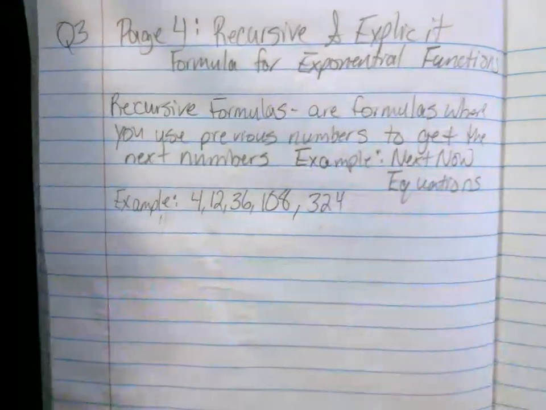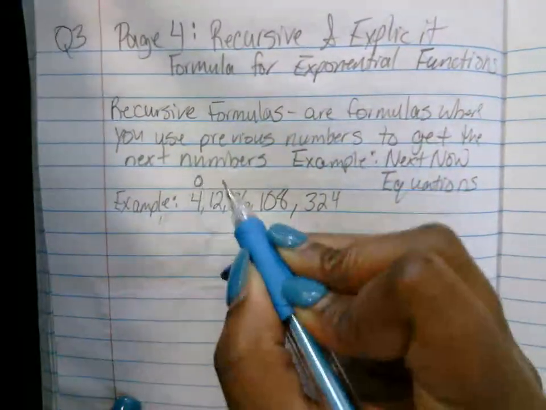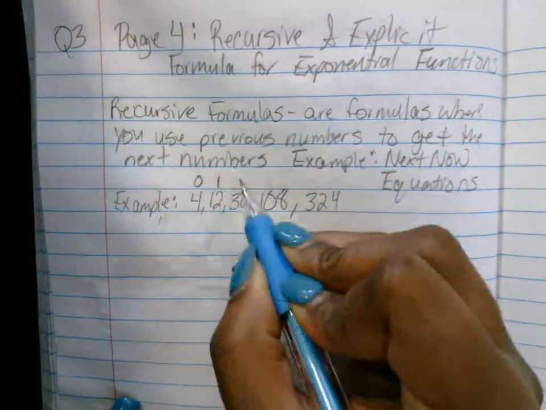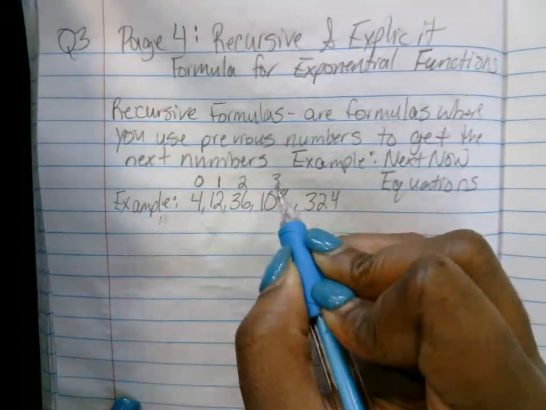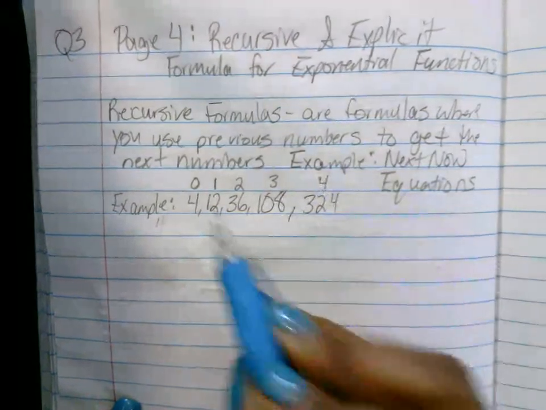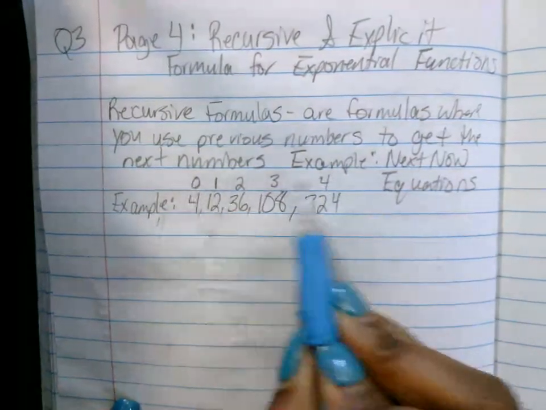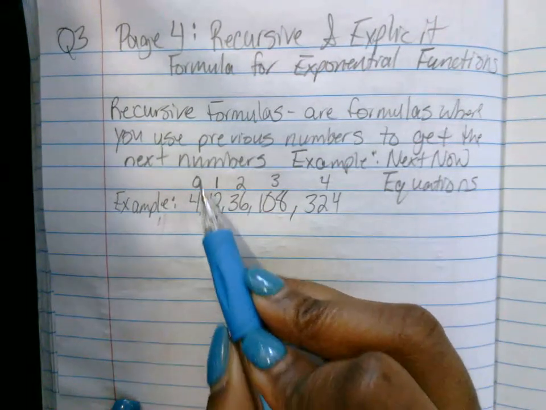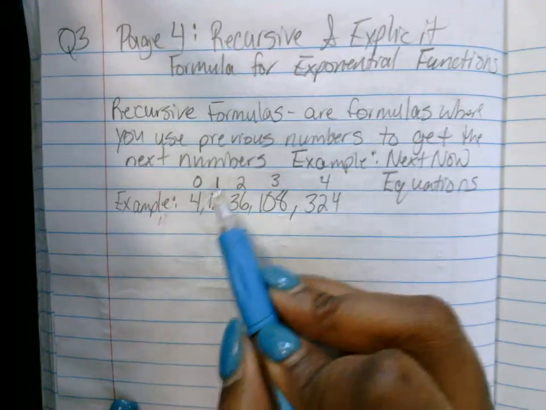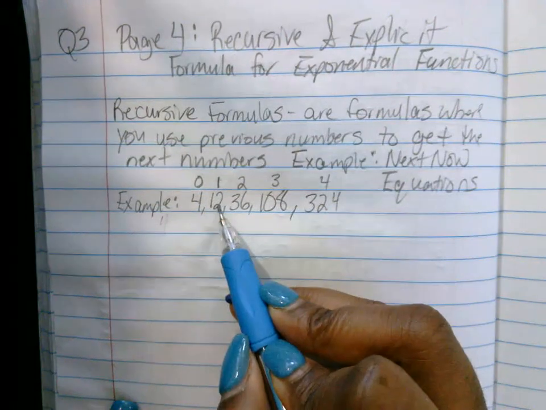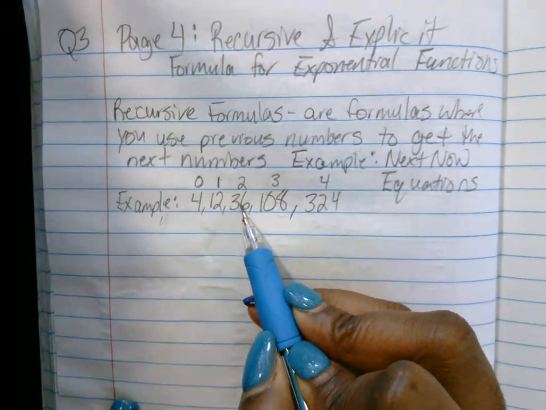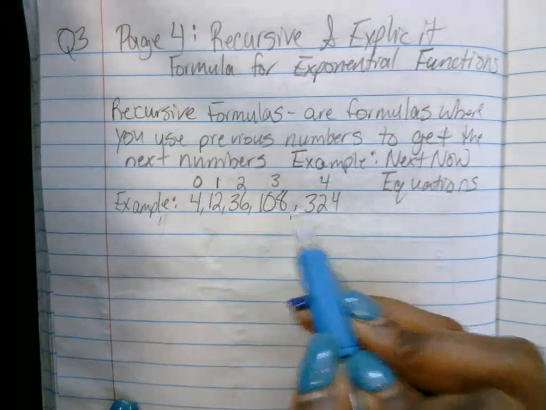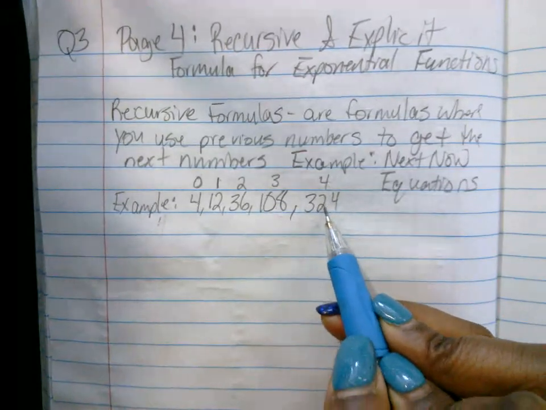Okay, so now this is my zero number. This is my first number. This is my second number. This is my third, this is my fourth. These numbers are just my x values. That just tells me the domain. This is my output for my starting number, my output for my first number, my output for my second number, my output for my third number, my output for my fourth number.